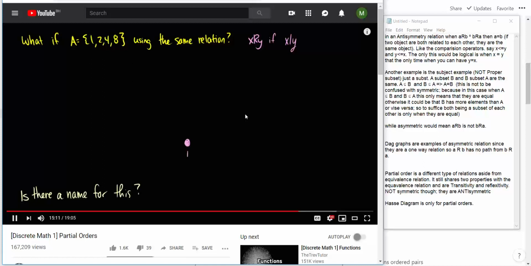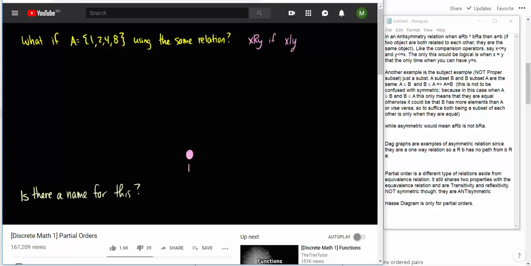So let's draw what this will look like. I need to be pretty careful here, because we're going to do it without a Hasse diagram, and then we're going to do it with a Hasse diagram. So we'll do that. That should be a 4, and that should be an 8. So we know all of these are going to be reflexive, so we're going to have to draw some reflexivity in there.